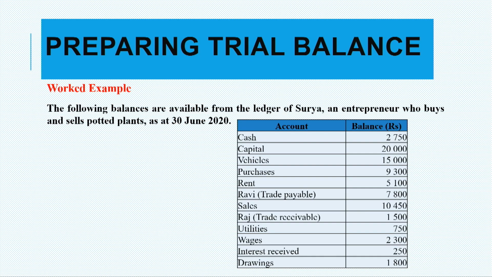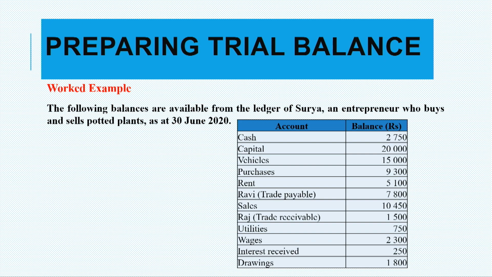Now, we are going to prepare a trial balance from independent figures. The balances are available from the ledger of Surya, an entrepreneur who buys and sells potted plants, as at 30th June 2020.